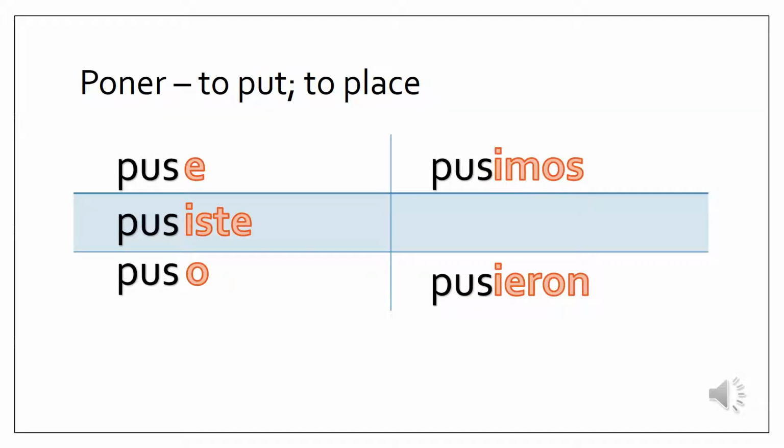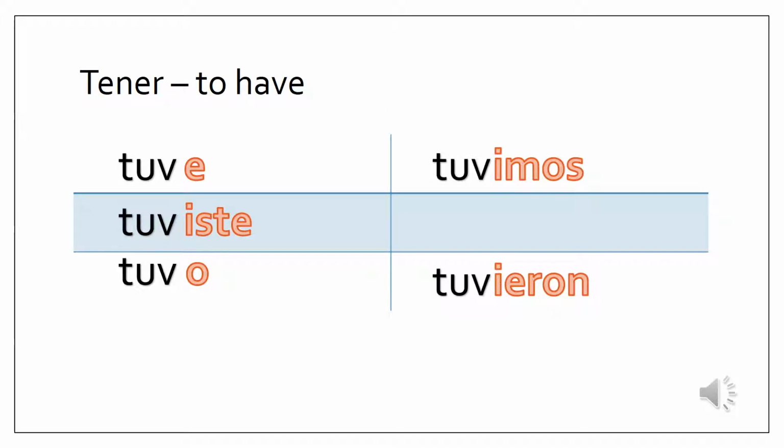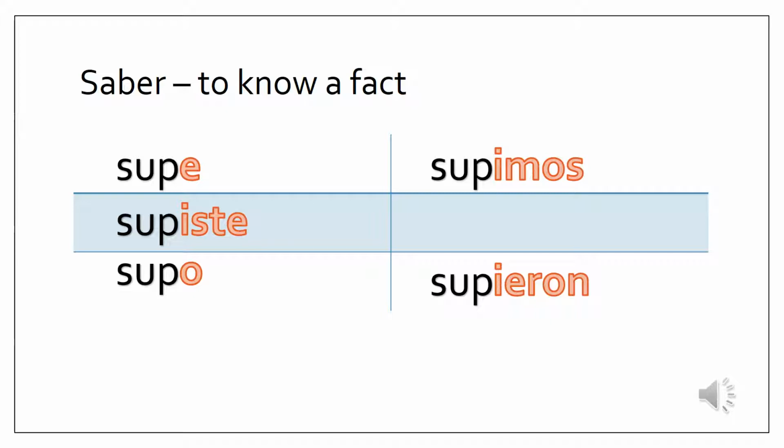The correct forms of poner in the preterit are puse, pusiste, puso, pusimos, pusieron. Tener in the preterit is tuve, tuviste, tuvo, tuvimos, tuvieron. Saber in the preterit is supe, supiste, supo, supimos, supieron.